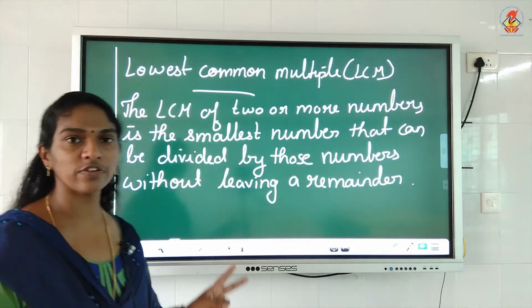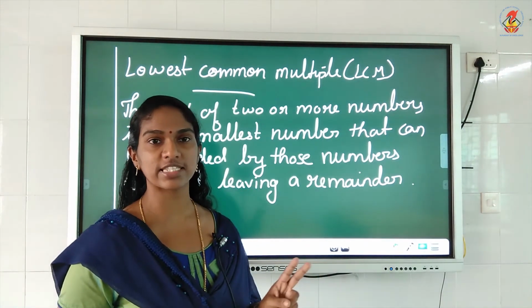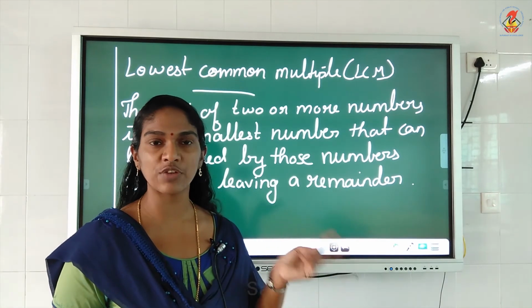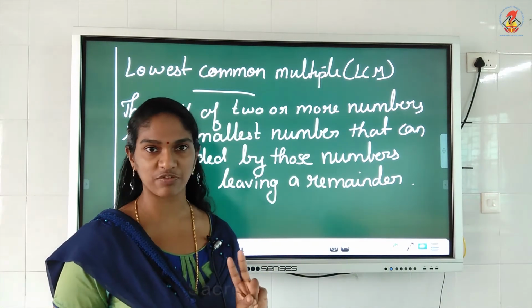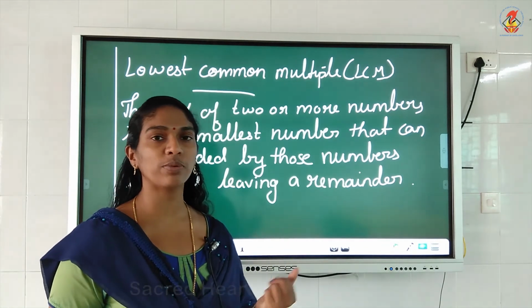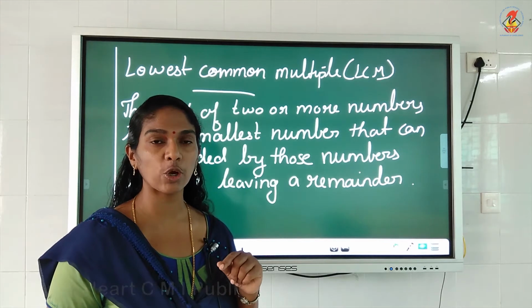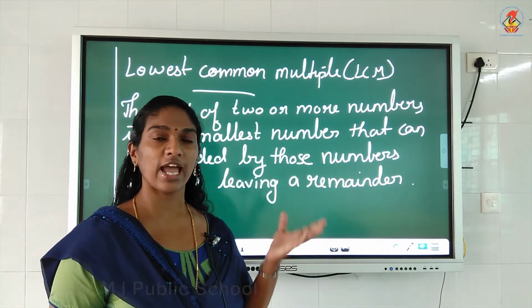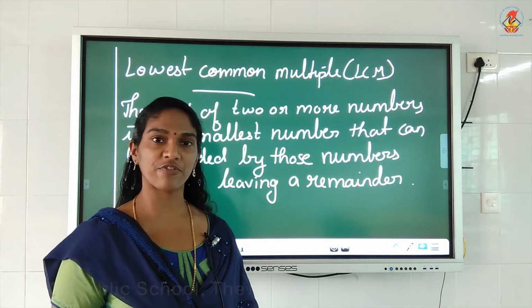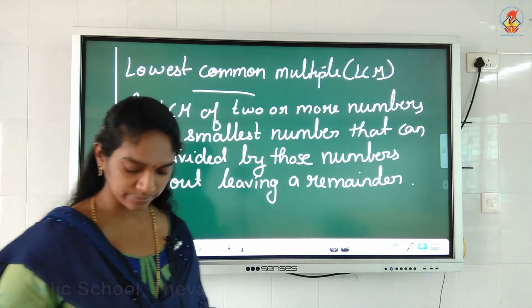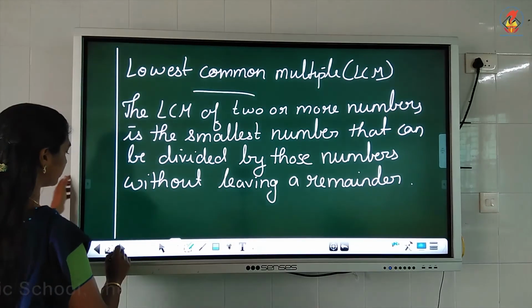Okay. So here also we are having two methods like how we did in HCF. In HCF we did first the common factor method and then the prime factorization method. Here also you will be doing LCM with the common multiple method, like what we did in the previous video, and then we will do the prime factorization method also. Okay, children? So moving into the question.